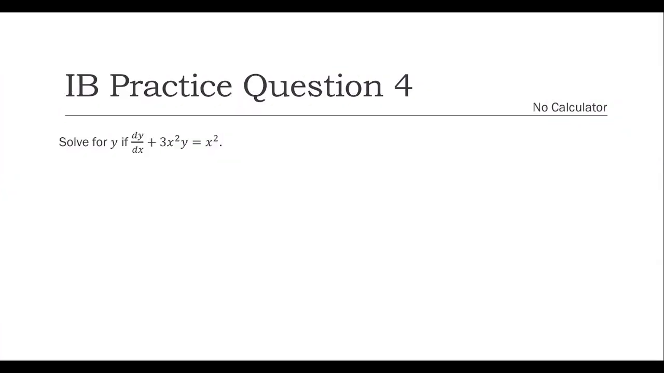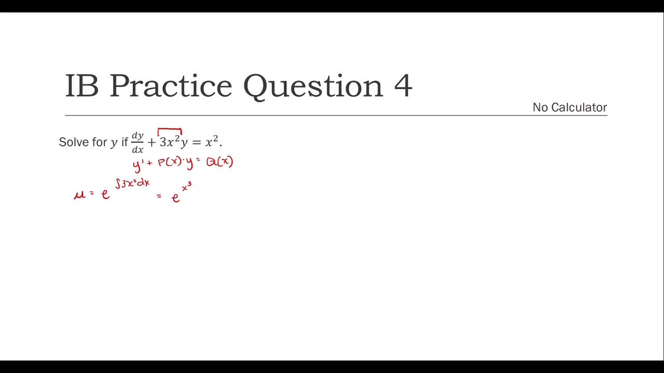So here we have a practice question using the integrating factor. It says, solve for y if dy dx plus 3x squared times y equals x squared. So this is our y prime plus p of x times y equals q of x. Our p of x is this here, so our integrating factor equals e to the integral of 3x squared dx, which equals e to the x cubed.